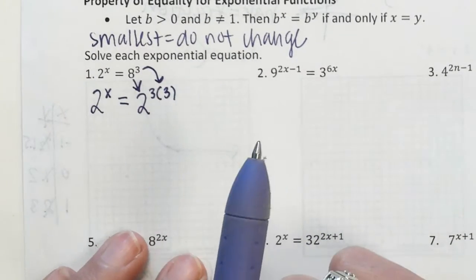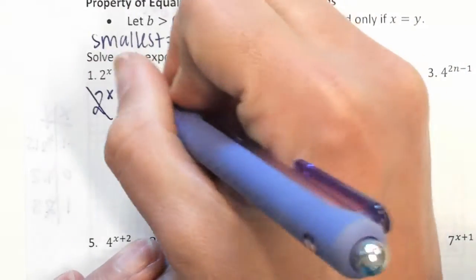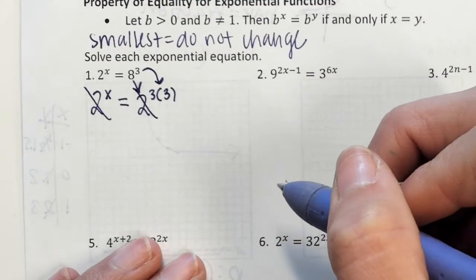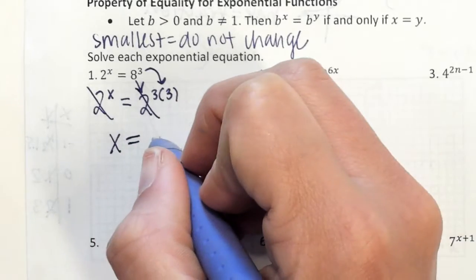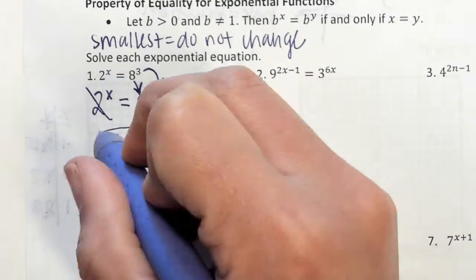Alright, stay with me. So now I can cancel my bases since they're the same, and I can set the exponents equal to one another. So x equals 9. Very good.